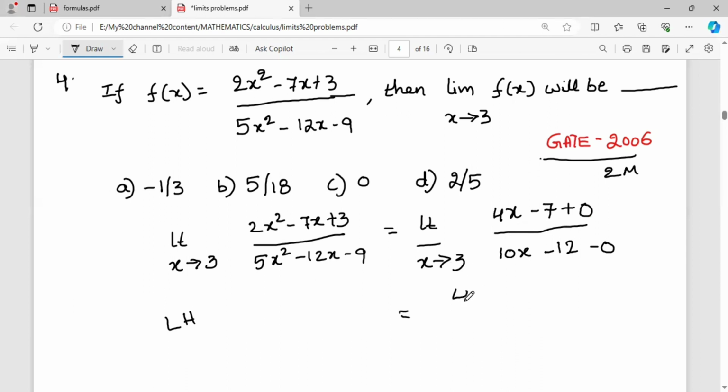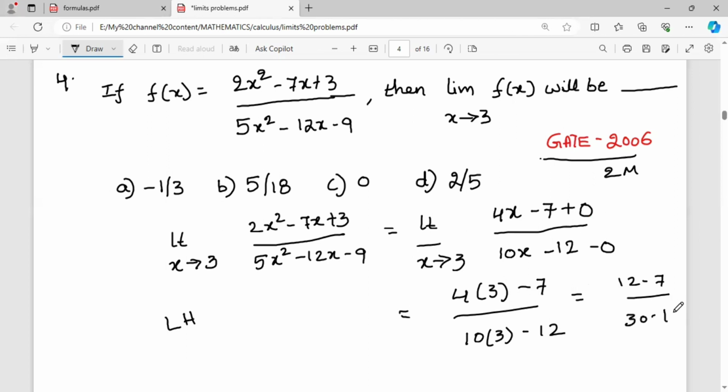Then we can simply substitute now, x tends to 3. So 4 into 3 minus 7, by 10 into 3 minus 12. This becomes 12 minus 7 by 30 minus 12. So the answer is 5 by 18. It is a 2 marks question, very simple: just do the differentiation and substitute x tends to 3.